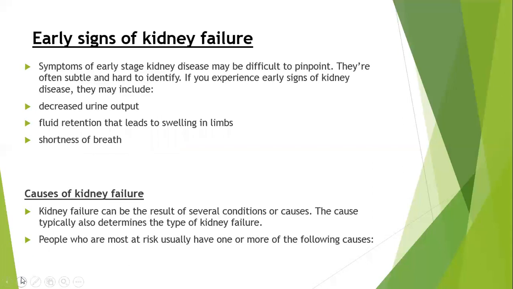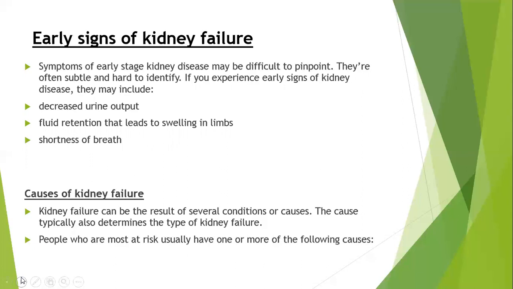So what are the early signs of kidney failure? Symptoms of early stage kidney disease may be difficult to pinpoint. They're often subtle and hard to identify. Early signs of kidney disease include decreased urine output, fluid retention that leads to swelling in the limbs, and shortness of breath. This is very important. Decreased urine output may be oliguria, maybe anuria.